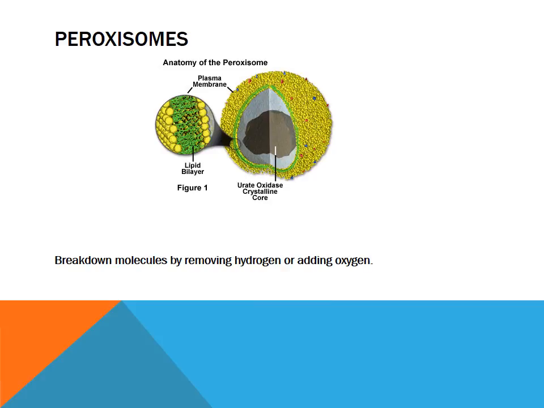Another type of vacuole is the peroxisome. Peroxisome, what does it sound like? Peroxide, like hydrogen peroxide, right? What the peroxisome does is it breaks down molecules by either adding oxygen or removing hydrogen. This is what gives you your ability to stop hydrogen peroxide from damaging your cells. We talked briefly before about hydrogen peroxide as a free radical. The peroxisome breaks down hydrogen peroxide.